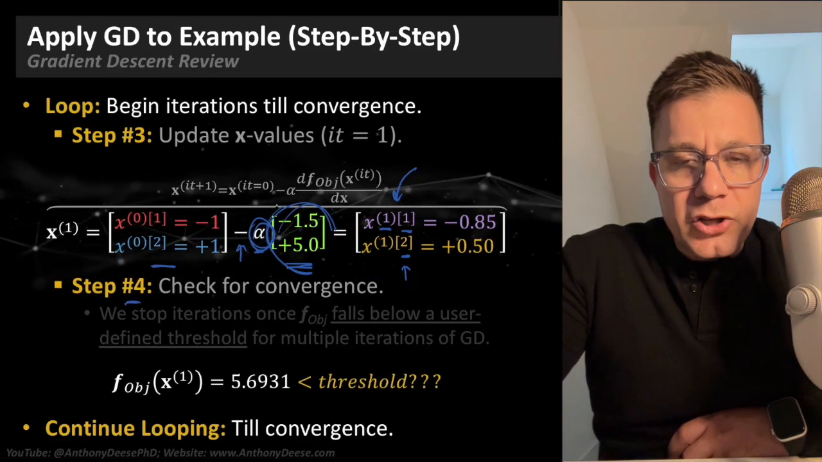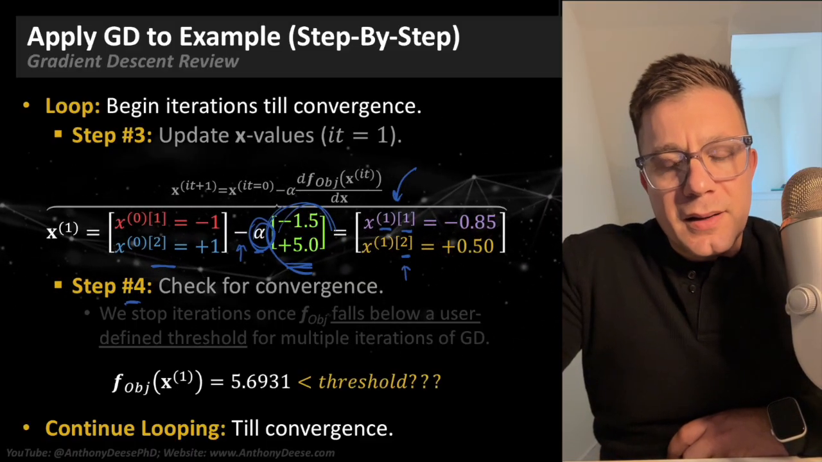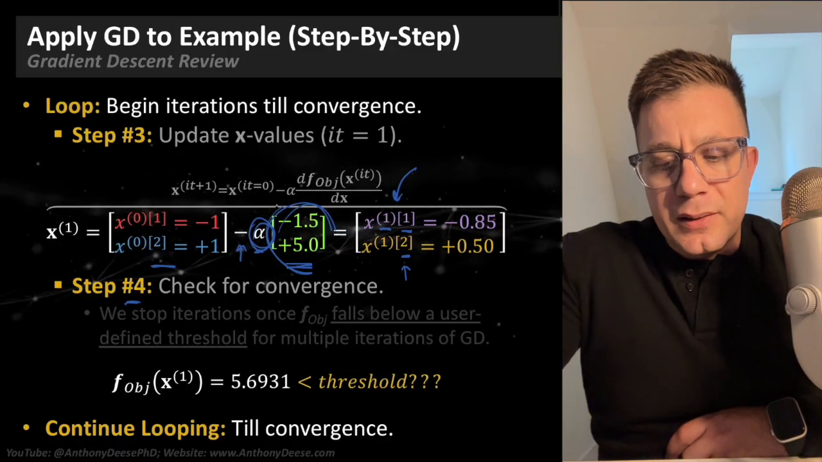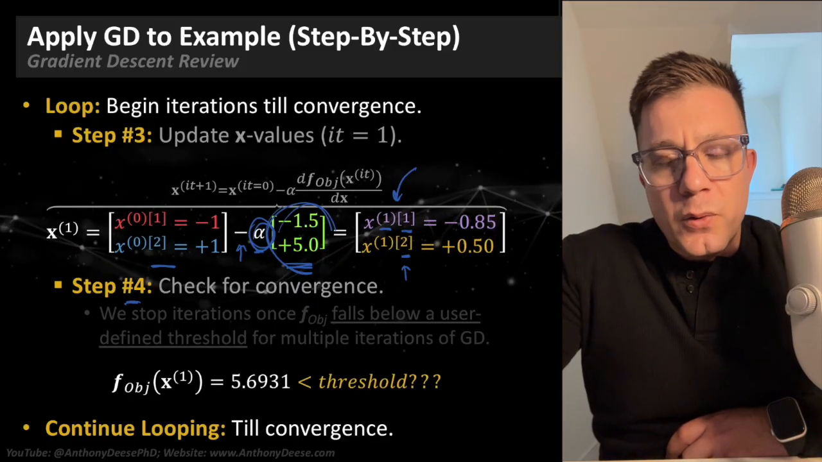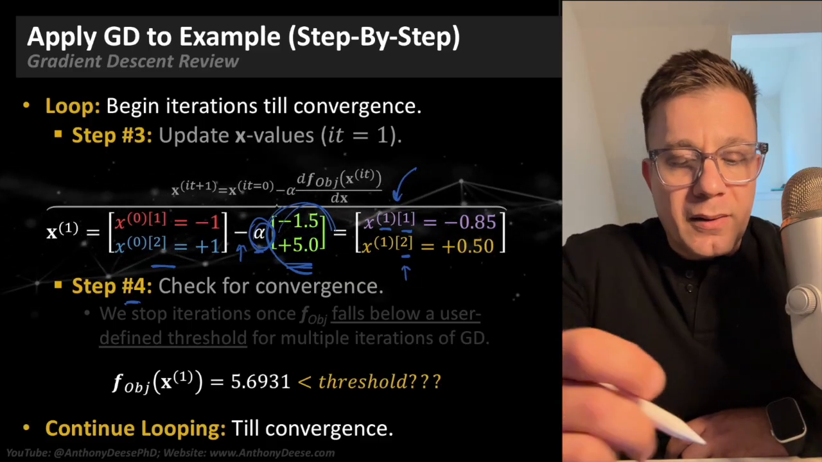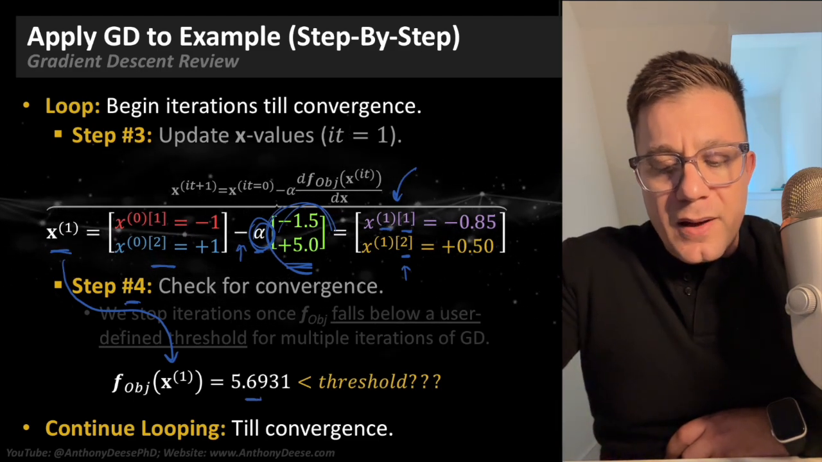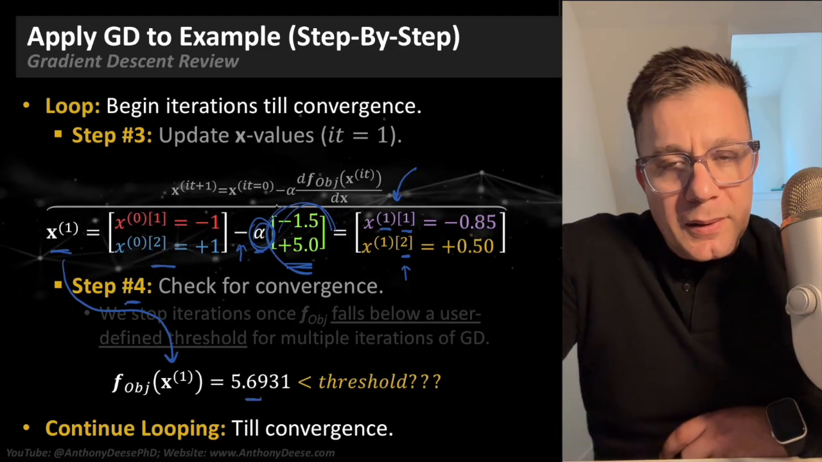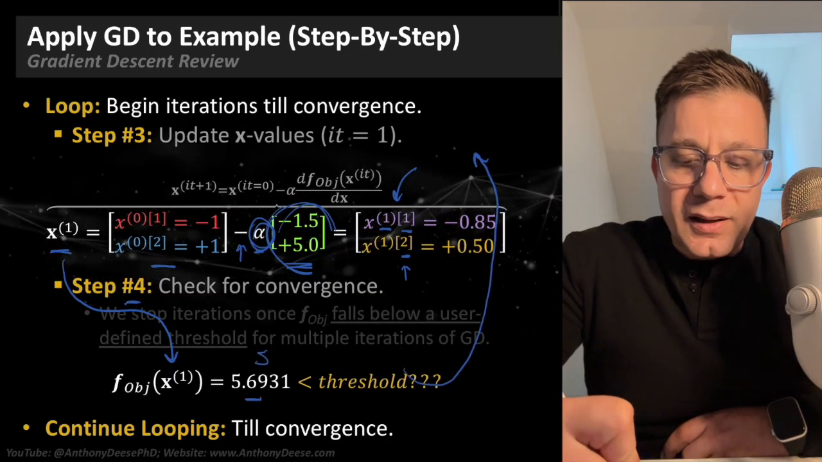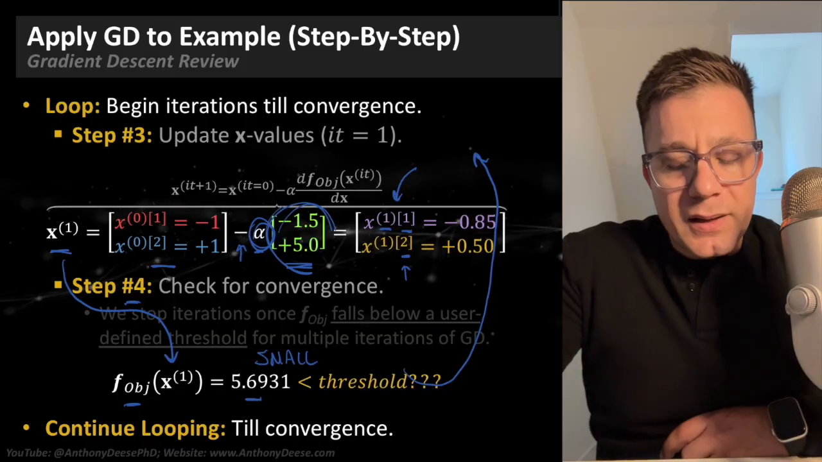Next, step number 4, we check for convergence. We've talked about convergence several times during these AI modules. As such, I'm not going to discuss the topic in detail here. Essentially, we stop iterations of gradient descent once the value yielded by the objective function falls below a user-defined threshold for multiple iterations, or falls below a user-defined threshold consistently. So we can evaluate the optimality of our updated x1 value by plugging it into the objective function, and we see that it yields a value of 5.6931. This is probably not the best we can do, and essentially we would continue iterating, going back to step number 2, until we saw a very small value generated by the objective function. So we would continue looping until convergence.